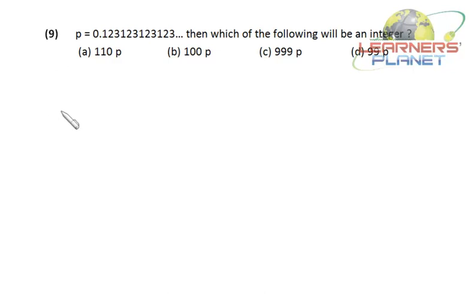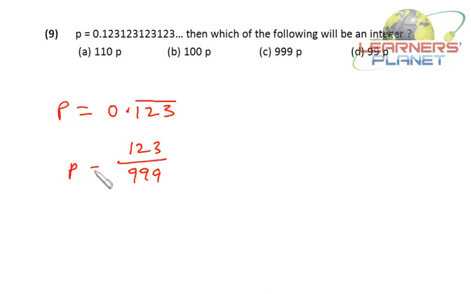So let's begin to do the problem. So p will be 0.123 bar. Okay, since all the three digits are being repeated over here, we'll be putting the bar over all the three digits. Now we have already discussed the shortcut or the smart way to deal with this problem. It will be 123 by 999. Okay, so p is equal to 123 by 999. So if I wish to make this expression an integer, then I have to multiply this expression by 999.